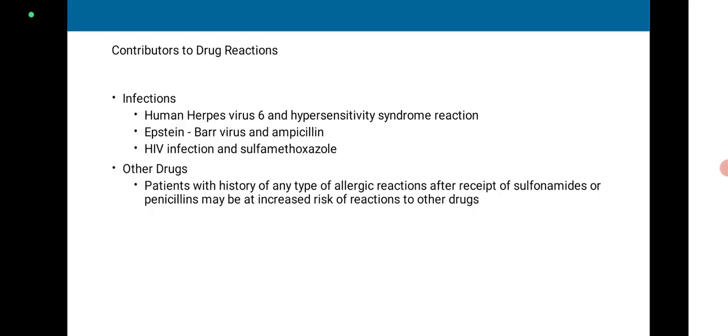Now, coming to the drugs, patients with a history of any type of allergic reaction after the receipt of sulfonamides or penicillins may be at increased risk of reactions to other drugs. Also, in the cephalosporin class, cross-reactivity occurs in patients across multiple generations of cephalosporins, though not in all patients. Some patients are more prone to cross-reactivity, some patients are not.